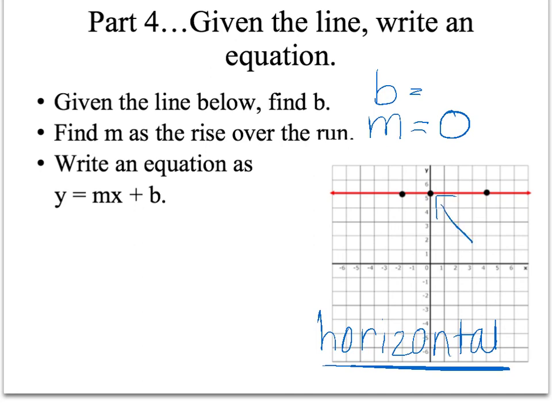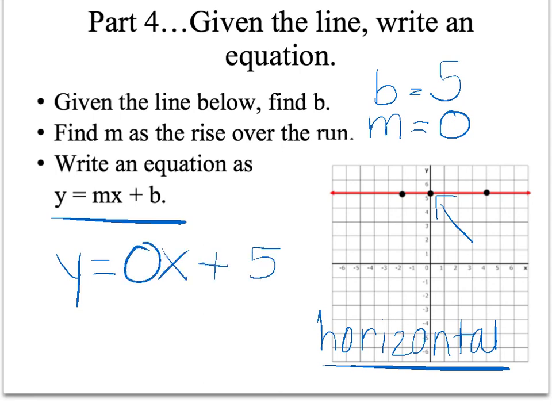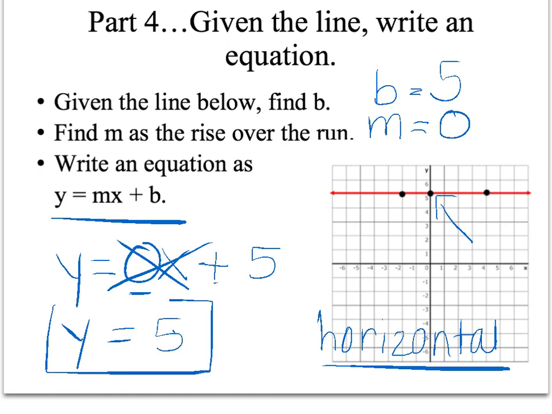But it looks like this line is crossing the y-axis at a value of 5. And so very simple, we follow these steps. y equals m is 0, x plus our b, which is 5. If we want to clean this up, 0 times anything is 0, so this is really obsolete. We don't need it. And so we have just a leftover y equals 5. And that is the equation of that line.